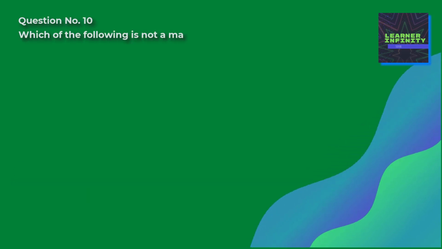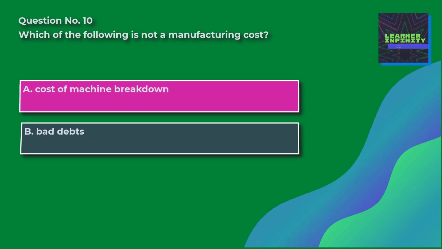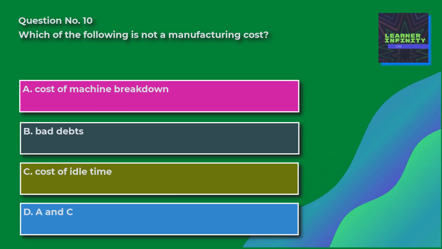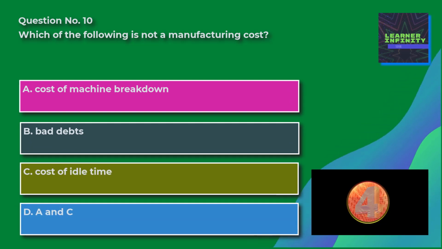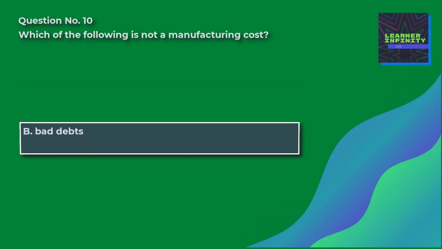Now down to the last question. Choices are A, B, C, D. Timer starts now. Time's up. The correct answer is B.